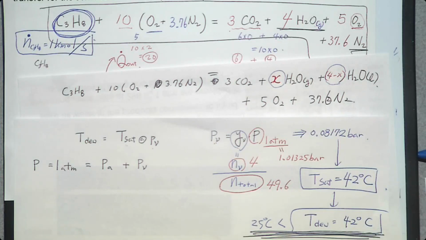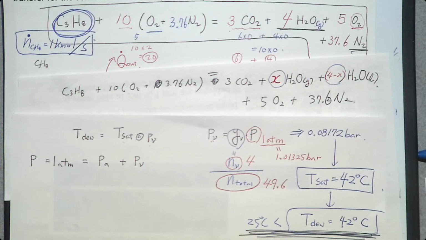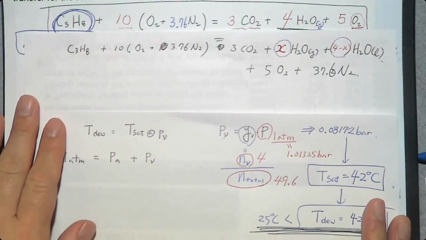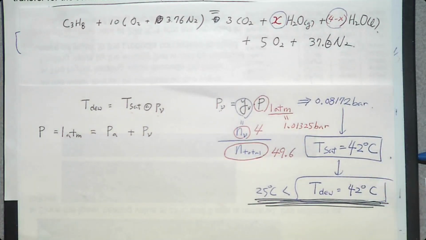Now we are going to recalculate the vapor pressure. Previously, we assumed every water in the product is in the vapor phase. This is very important. With that assumption, we calculated the dew point temperature. But this dew point temperature, 42 degrees Celsius, is only when we have 100% vapor. Now we have some liquid, some vapor, right? So what is the dew point temperature? Still 42? Not anymore.